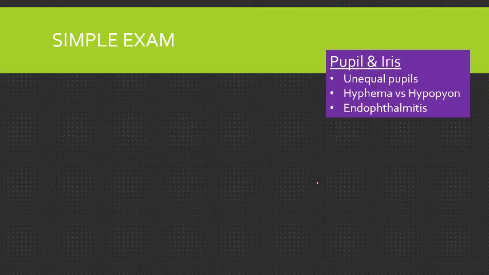All right, now we've got to talk a little bit about the pupil and the iris. So remember, it's really important that you understand that the pupil is actually just a blank space. It's a hole. It doesn't actually exist, okay? The iris itself is a circular, pretty colored muscle that can change the shape of the pupil.